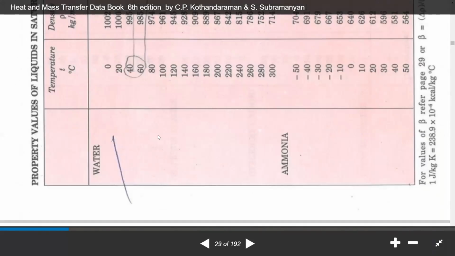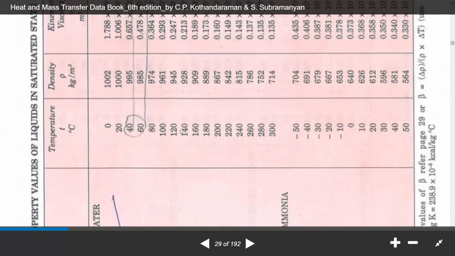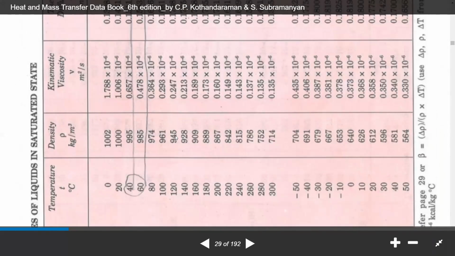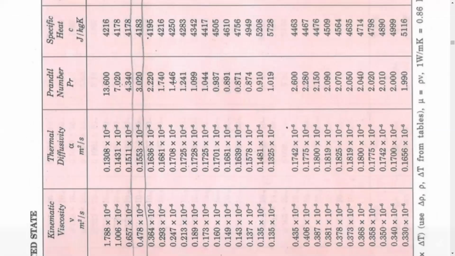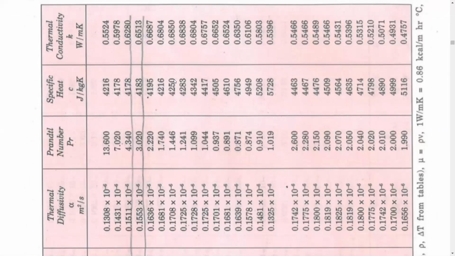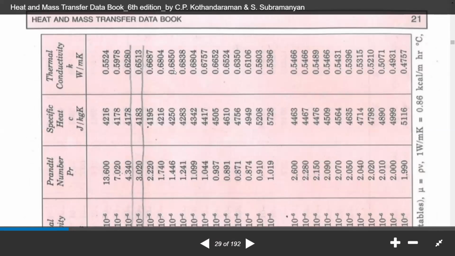For water, 119.5 degrees centigrade is not listed, so you can take 120 degrees, no problem, because it's very difficult to do the interpolation. In examination also you can take 120 degrees. So the density of liquid is 945 kg per meter cube. The kinematic viscosity nu equals 0.247 into 10 power minus 6 meter square per second. Alpha is not required for this problem, and the specific heat is also not required. The thermal conductivity K equals 0.685 watt per meter kelvin.